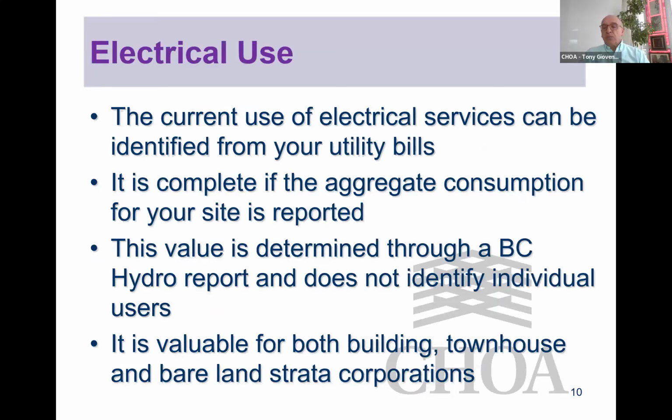So BC Hydro can provide an aggregated report. If you're in a building of 60 units, or you're in a bare land strata of 40 units, BC Hydro can give you an aggregated report that doesn't identify single units. So there's no privacy breaches, but that's the information in detail that your planner needs to know.